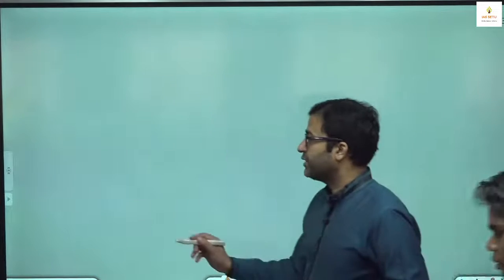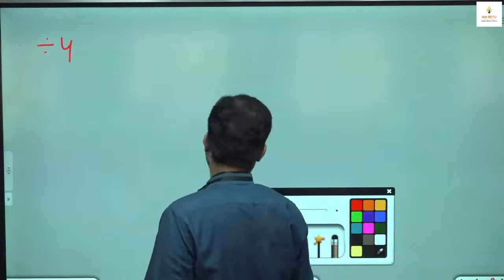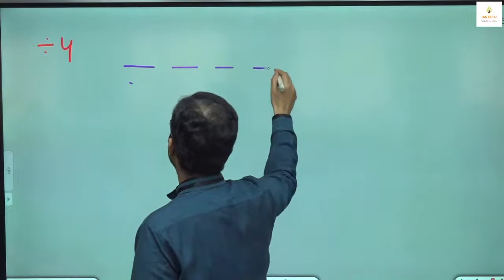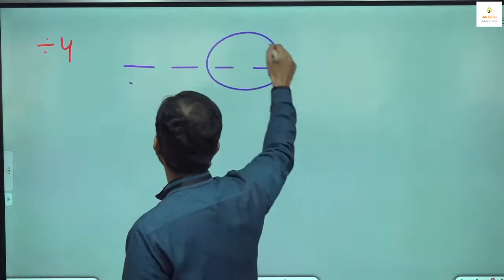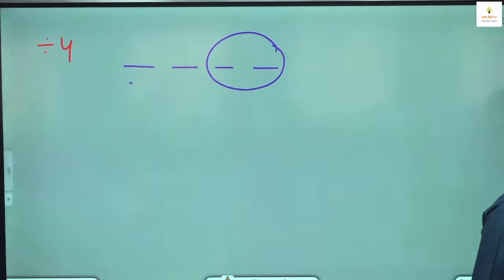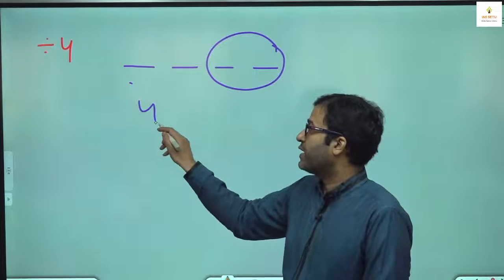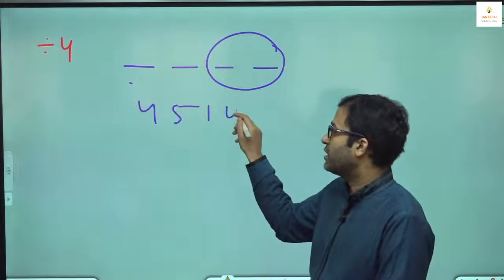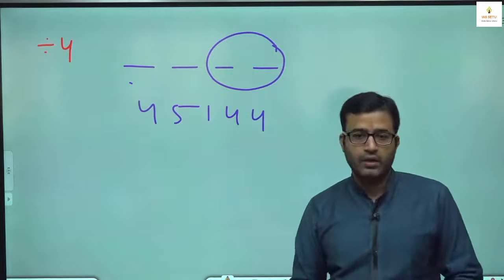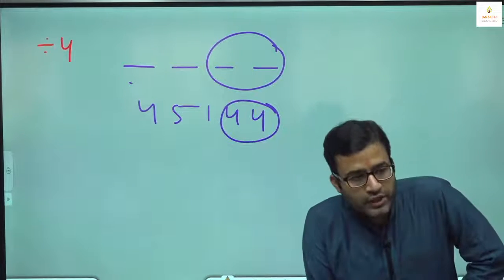Now next comes divisibility of 4. In divisibility of 4, the last 2 digits, no need to check the complete number, only the last 2 digits are more than enough to find whether the number is divisible by 4, yes or no. Like if I take the number 45,144, we will check this 44. If it is divisible by 4, yes, otherwise no.